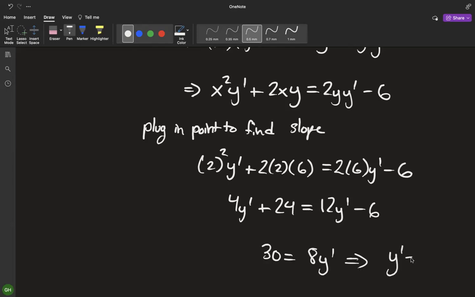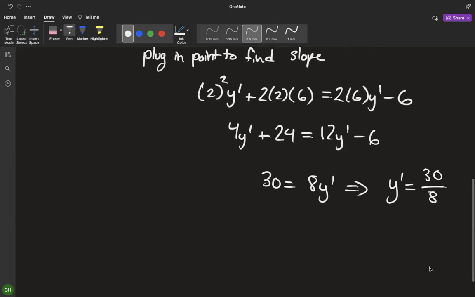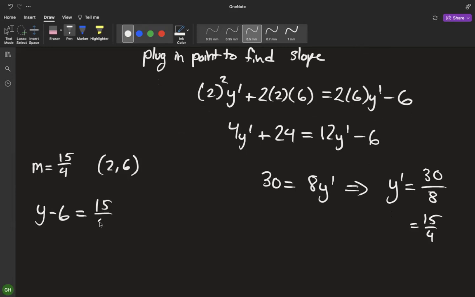That means y prime is 30 over 8, which isn't a whole number. I'll write that as 15 over 4 just to be a little cleaner. Either way, we have the slope now, 15 over 4, and we have the point (2, 6), and this is enough to make a line. So y minus 6 equals 15 over 4 times (x minus 2), which is 15 over 4 x minus 15 over 2.